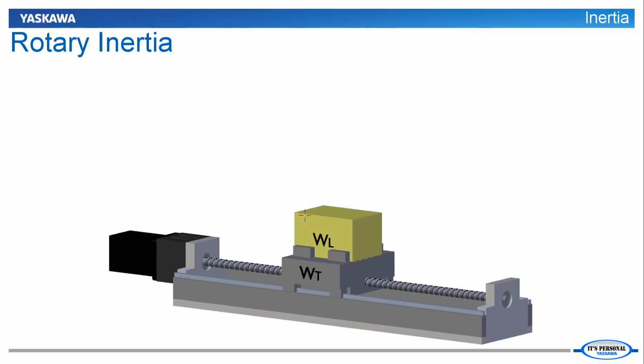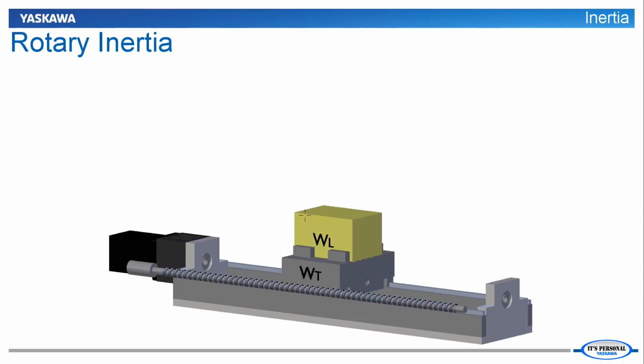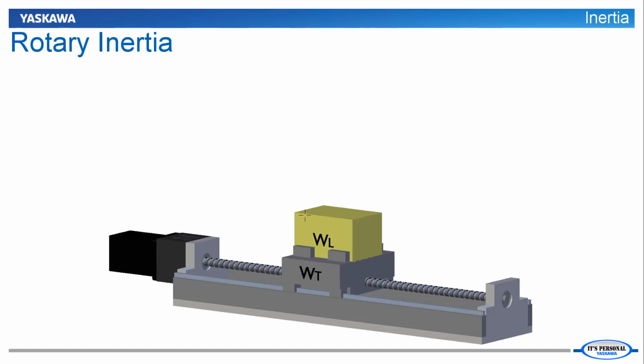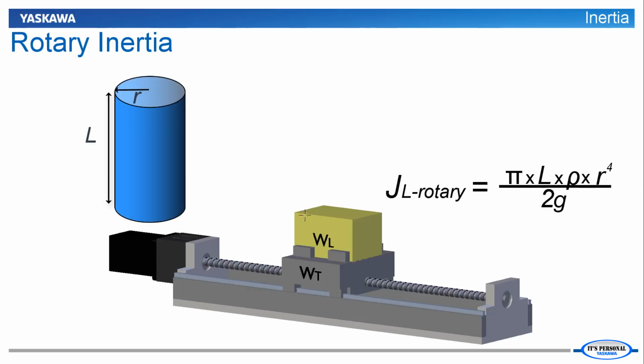In a ball screw system, these components include the screw itself as well as the coupling. The inertia for each individual rotary component is given by an equation similar to the following equation for the inertia of a solid cylinder. The equation shows that the inertia is proportional to the length and density. Again, the factors of pi and the force of gravity are included.